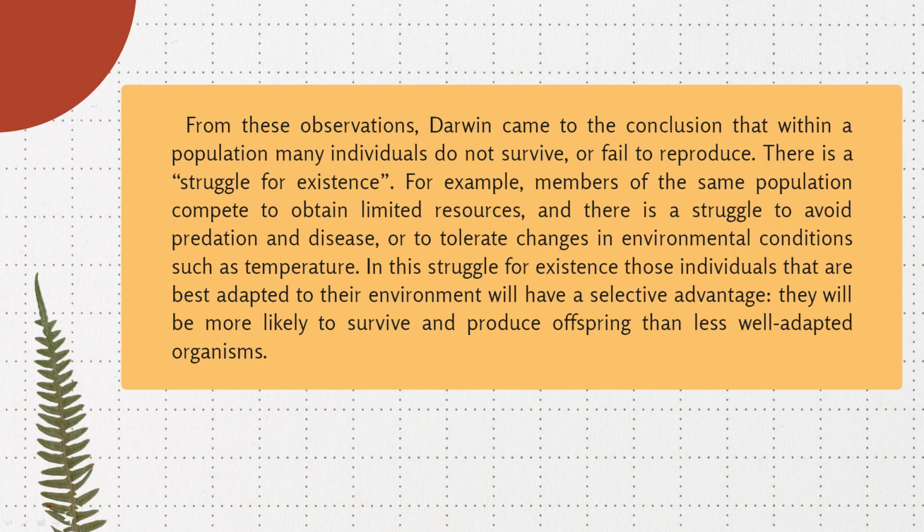From these observations, Darwin came to the conclusion that within a population, many individuals do not survive or fail to reproduce. There is a struggle for existence. For example, members of the same population compete to obtain limited resources, and there is a struggle to avoid predation and disease, or to tolerate changes in environmental conditions such as temperature. In this struggle for existence, those individuals that are best adapted to their environment will have a selective advantage. They will be more likely to survive and produce offspring than less well-adapted organisms.